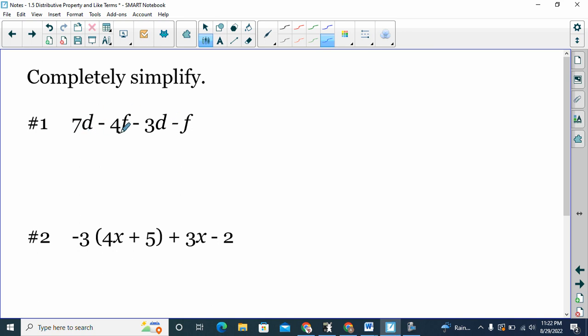Here we don't have any parentheses. Can't use the distributive property. We're just going to combine like terms. 7d minus 3d is 4d. Negative 4f minus 1f is negative 5f.